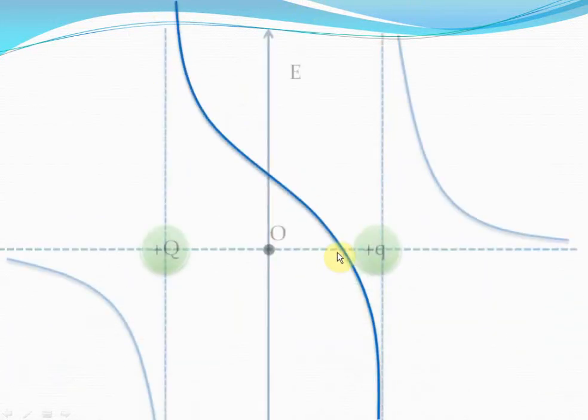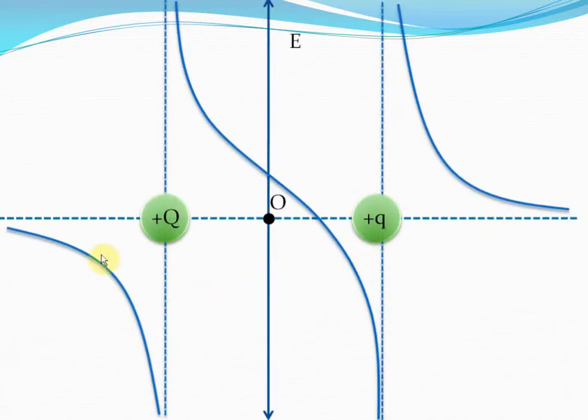We can similarly sketch the electric field in the case when the two positive charges are not equal. Let's say we have a charge plus capital Q and plus small q, the initial pair of charges that we had considered. In this case, the only difference in the graph will be that the electric field here will become 0 not at the origin but somewhere on the axis near the smaller charge. The electric field will become 0, say here, if small q is the smaller charge and capital Q represents the larger charge. Understood?